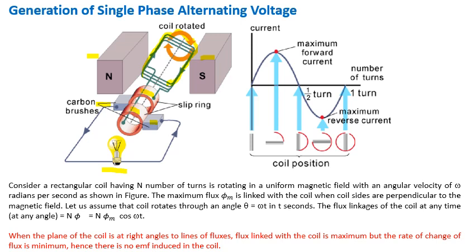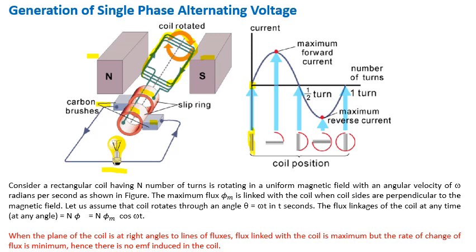This is because though there is maximum flux being linked with the coil, the coil is only sliding along the flux, and hence there is no induced EMF. This point is shown here, and this portion of the figure is indicating the position of the coil.